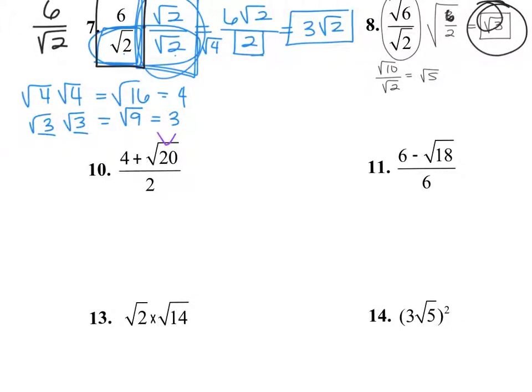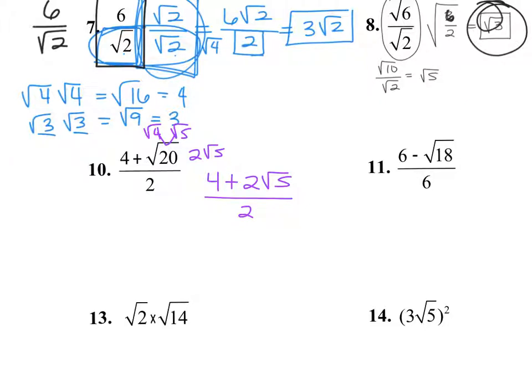What's the square root of 20 simplified? The square root of 4 and the square root of 5, so that would be 2 rad 5, right? So here's what you have. 4 plus 2 rad 5 over 2, okay? Now, if you're dividing the whole thing by 2, you have to divide both terms by 2. So 4 divided by 2 is 2. 2 rad 5 divided by 2, technically it's this whole thing, but this is all that reduces. 2 rad 5 divided by 2 is what?